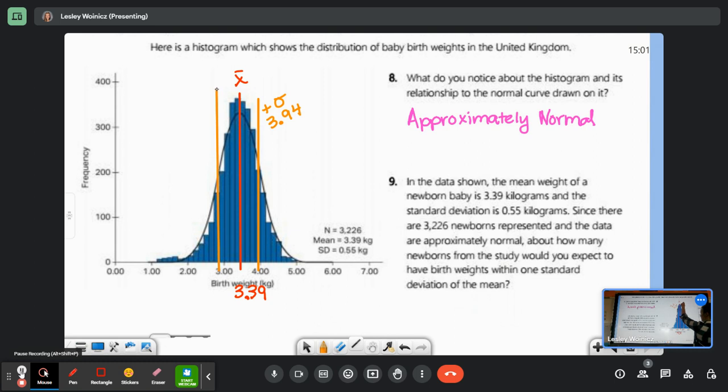2.84. I'm trying to get my things in the right spot. So this was minus 1 sigma, and it's at 2.84. What percent of our data falls in that range? 68%. According to the empirical rule, 68% of our data falls in there.